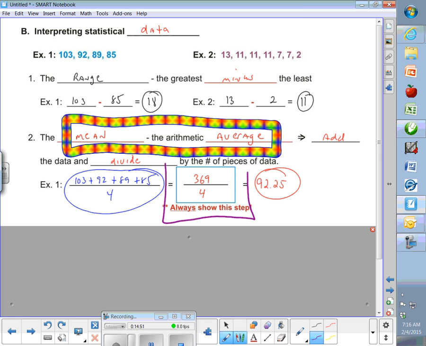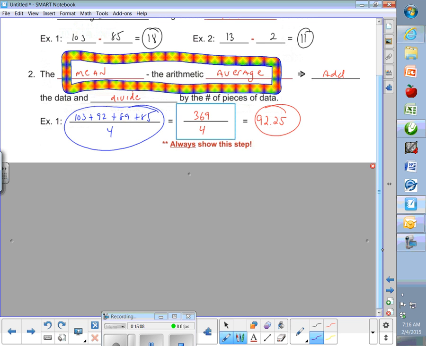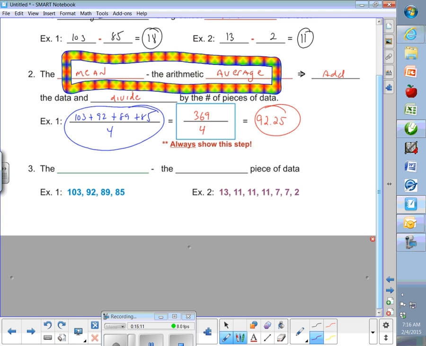I always want to see this step. I don't need to see the previous one. I need to see what's in the box. So make sure you show that. All right, what's next?